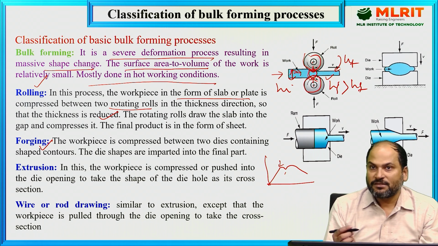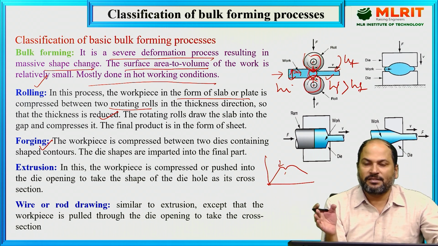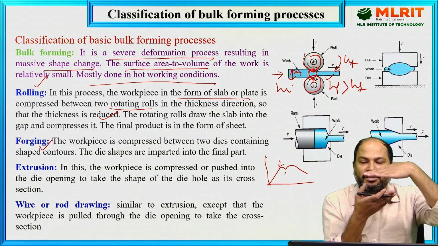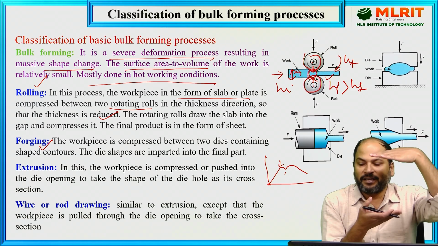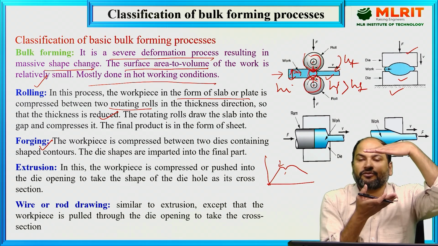Forging operation means there will be a die. Different forging processes are there; we'll see them later. Just need to understand that the workpiece will be in between one die and another die. Suppose the bottom die is fixed. This is the one die, and this is the other die, which is also known as the platen.